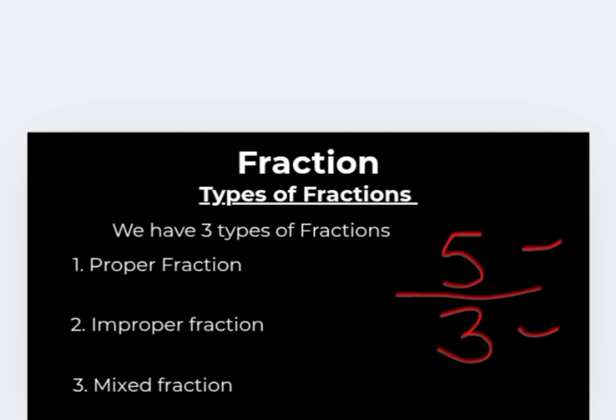When the numerator is less than the denominator, it's a proper fraction.